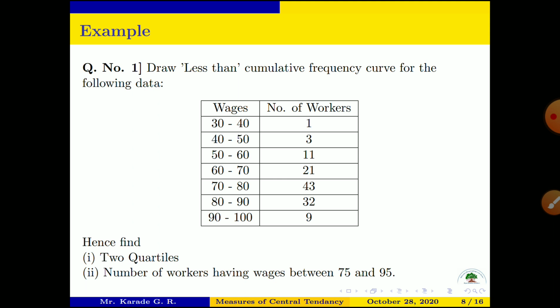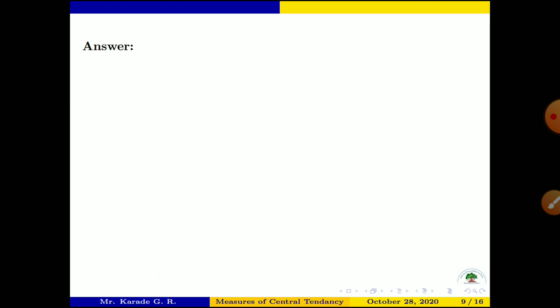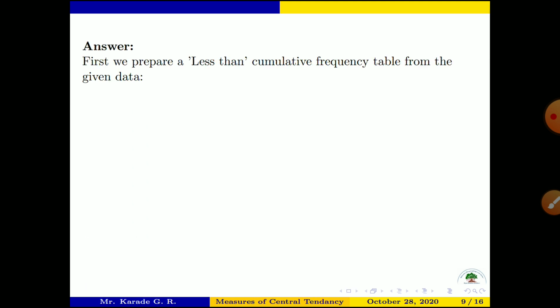Okay, now see here total. Now here we have to find out quartile also. From this data we will find quartiles by using the Ogive curve. Okay, so let us write the answer for this question. Answer: first we prepare a less than cumulative frequency table from the given data.